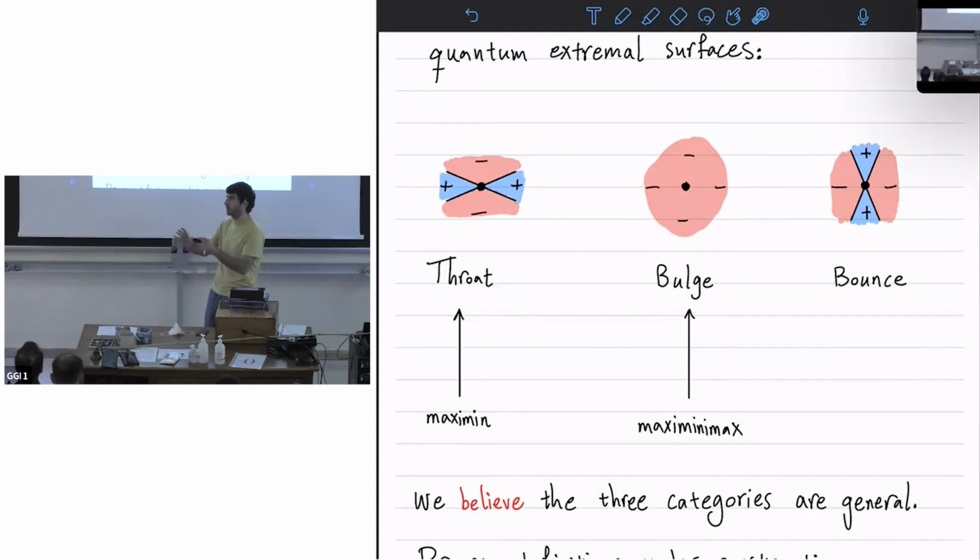Even for the bulge, like with the two interval thing, yes. But even there, some things you need to be careful about. I believe if you include quantum corrections and find a quantum extremal surface, it will pinch up. It will not stay like that.